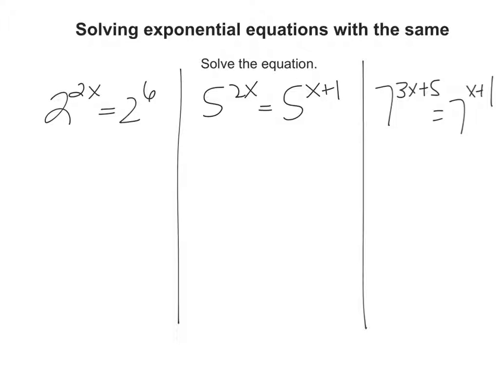So for the first one, you're going to get x is equal to 3. The second one, you'll get x is equal to 1. And the third one, you'll get x is equal to negative 2.